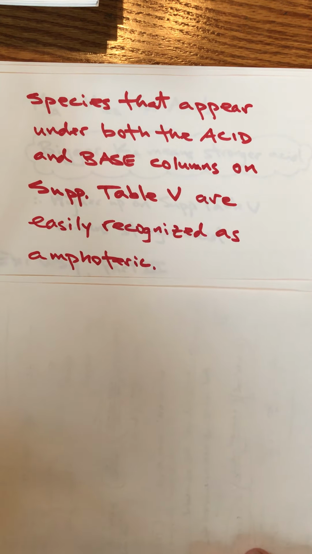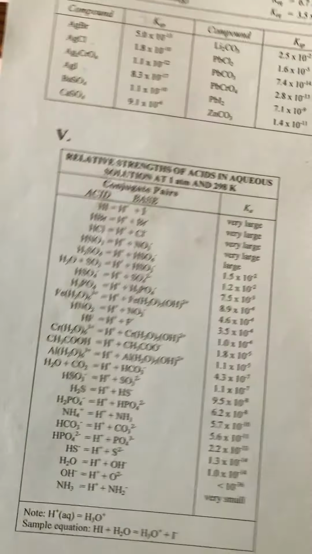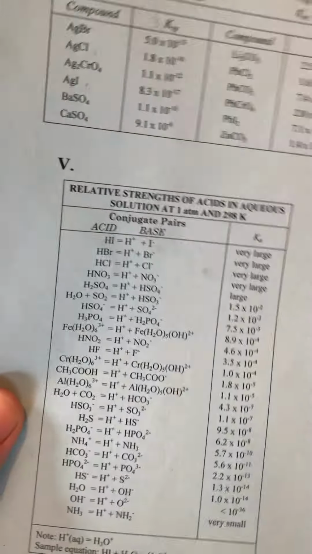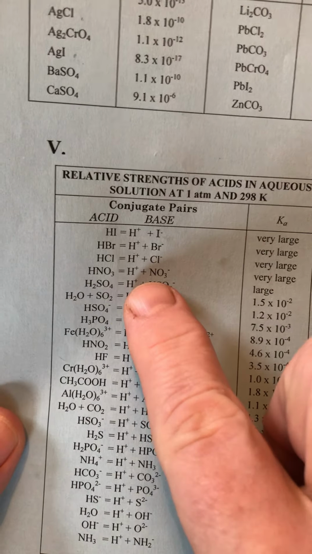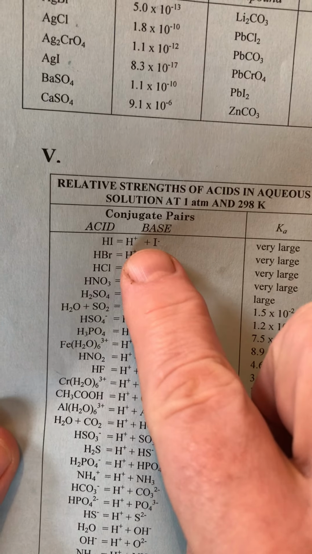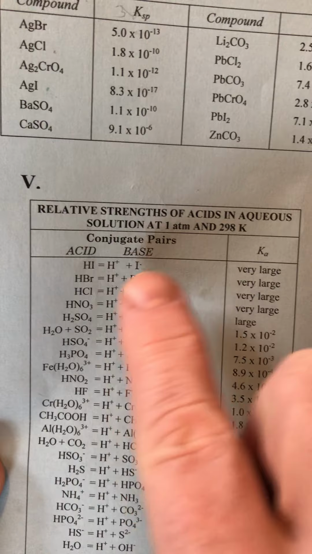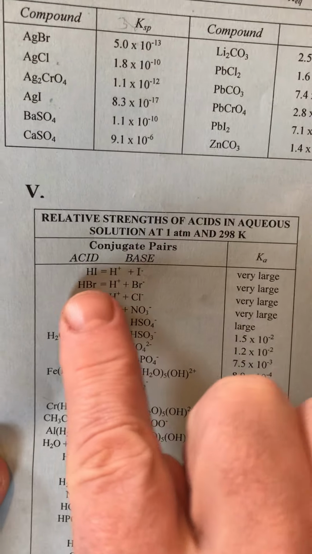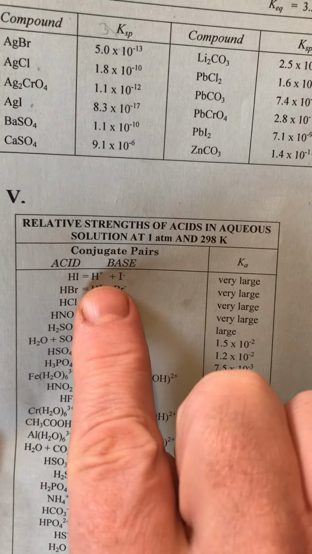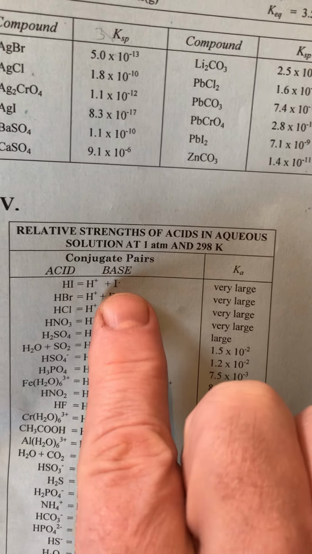Here's a clue. If you go to supplemental table 5, it's pretty easy to spot amphoteric species. Now, they haven't quite done Bronsted-Lowry here. They're just showing the donation process. And I kind of wish they had gone a little further with this, but that's fine. HI, they used an equal sign instead of double arrow. H positive and I-. It's fine.